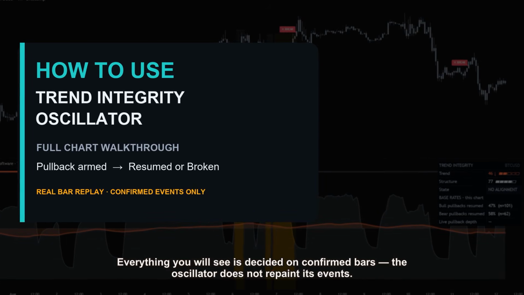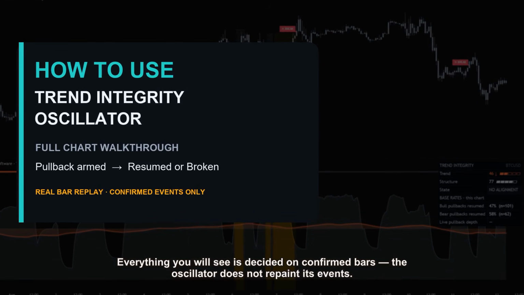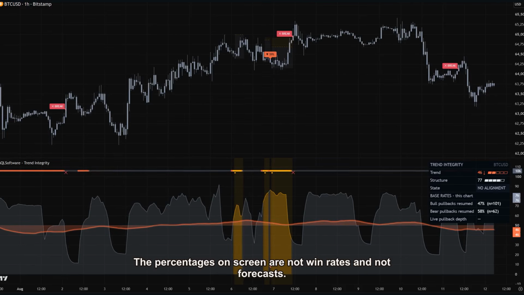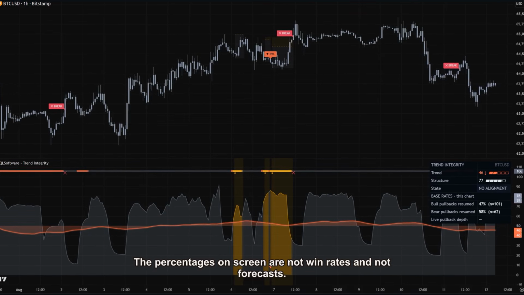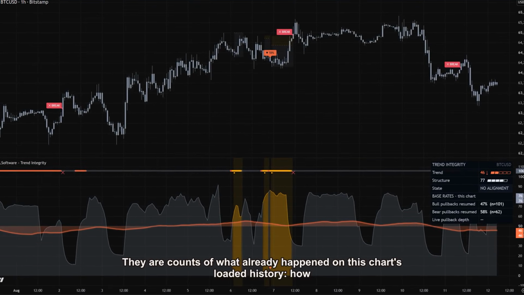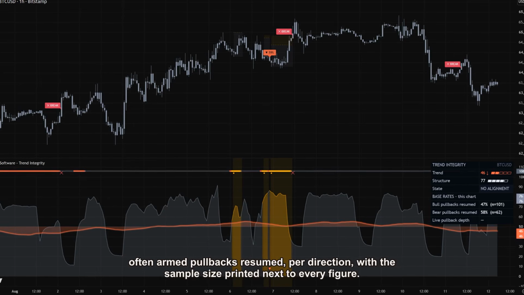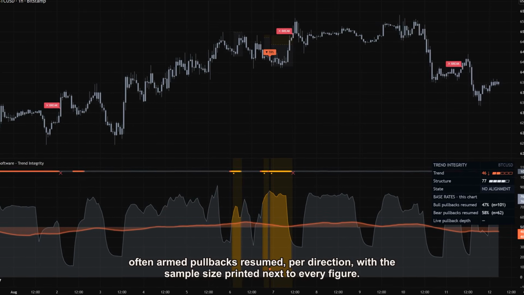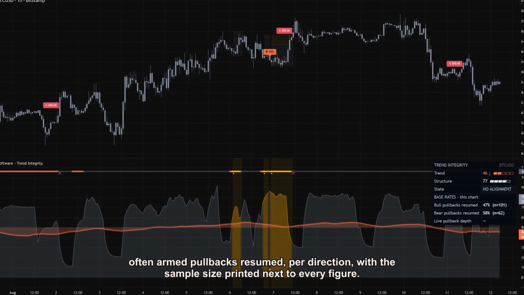Everything you will see is decided on confirmed bars. The oscillator does not repaint its events. The percentages on screen are not win rates and not forecasts. They are counts of what already happened on this chart's loaded history. How often armed pullbacks resumed, per direction, with the sample size printed next to every figure.